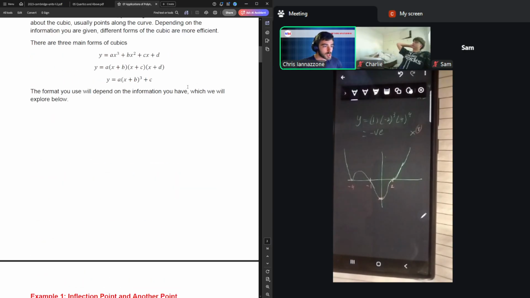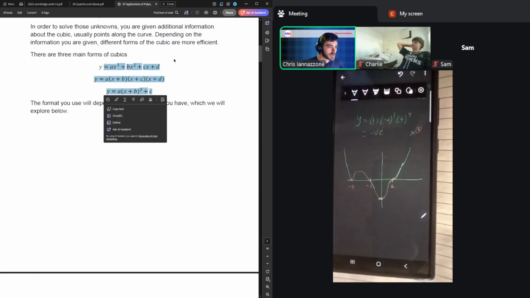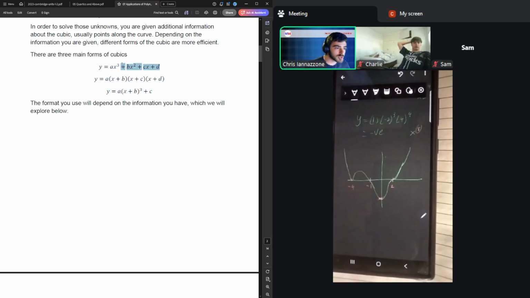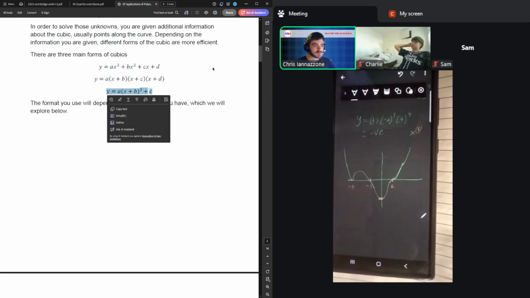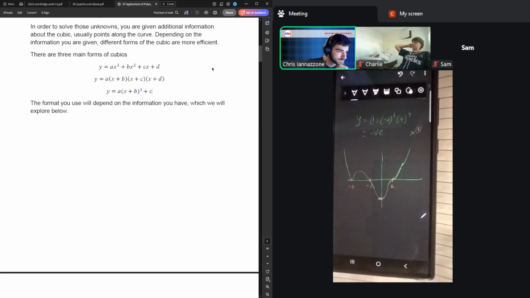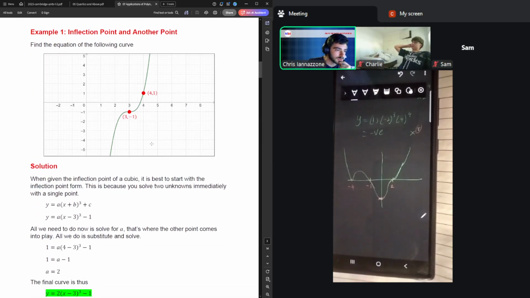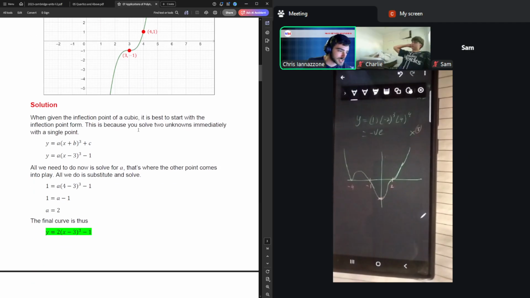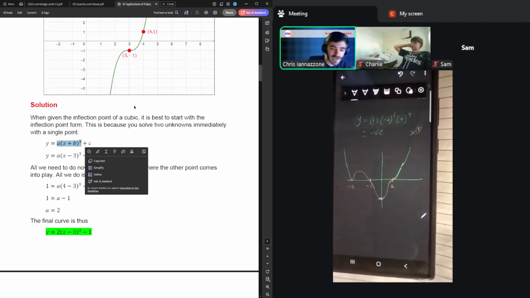One of the challenges with polynomials specifically is that there's so many ways of writing them up. You could have the polynomial form just fully expanded. You could have a factorized form, or you could have the inflection point or turning point form of your polynomial, depending on what that power was. The form that you use will depend on the information you have. So for instance, if you're given the inflection point as part of your key information, probably a good idea to start with the inflection point form of your polynomial.